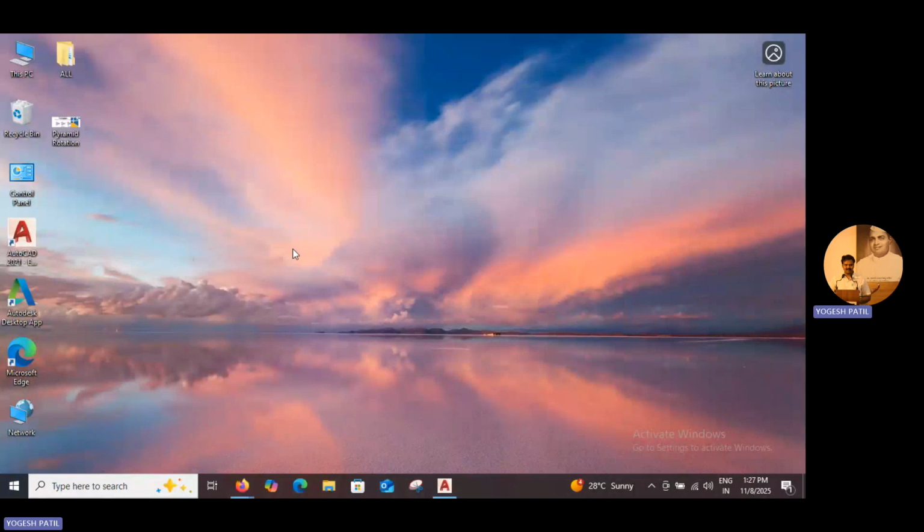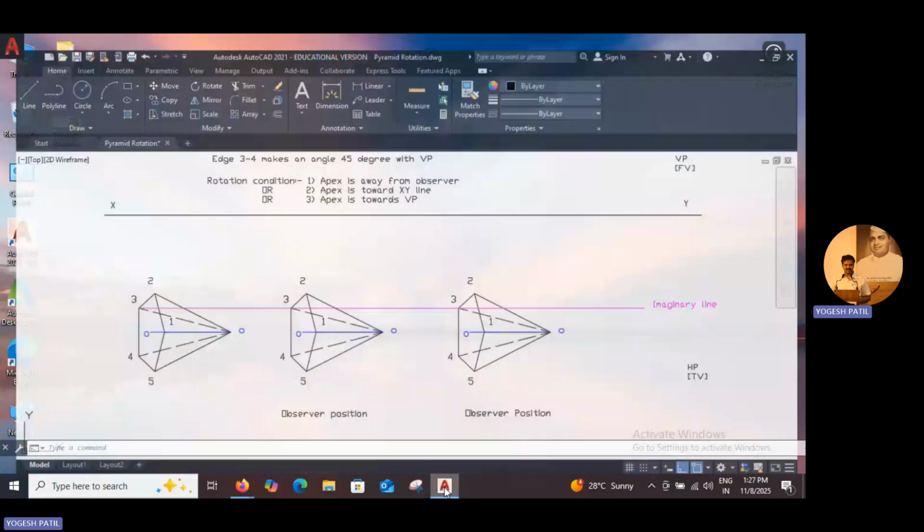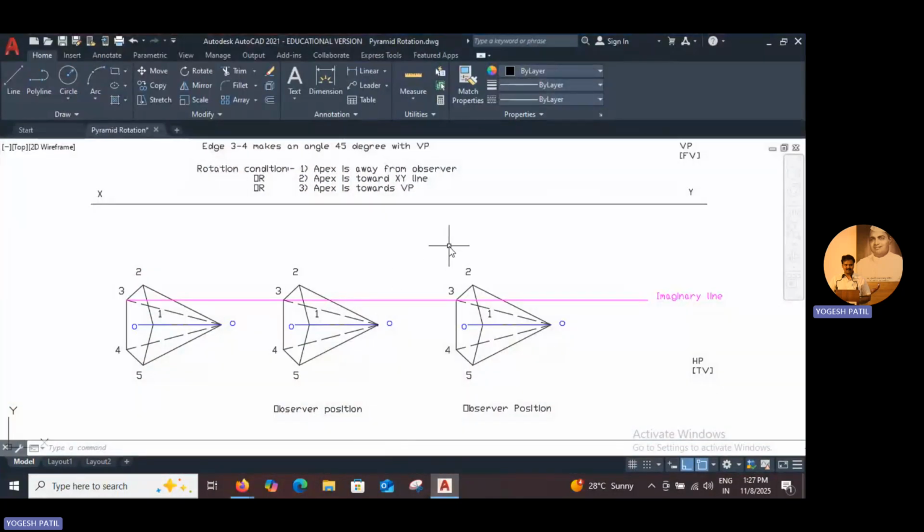Hello everyone. So today we are going to discuss pyramid rotation, and we are going to rotate the pyramid with reference to the observer position. There is a lot of confusion among students as far as pyramid rotation is concerned when it is given with respect to observer position.